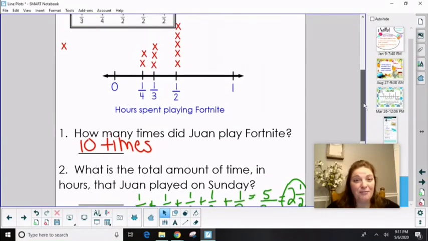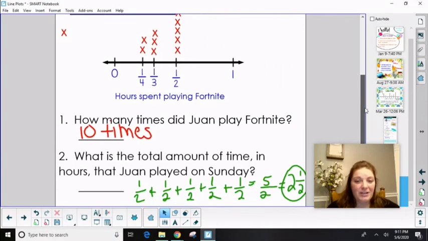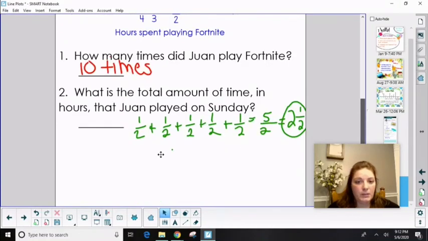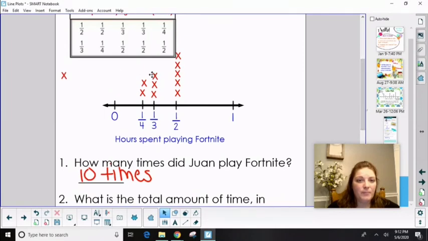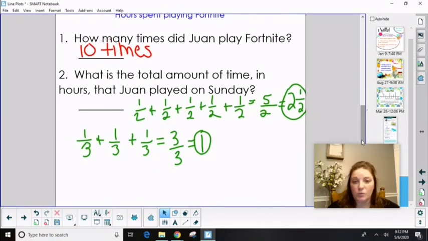All right, so I see 5 of the halves. So if I add a half 5 times, a half plus a half plus a half plus a half plus a half, I get 5 halves. Okay, 5 halves is equal to 2.5. So just from these 5 times, he spent 2.5 hours playing Fortnite. All right, now let's look at whatever one I did next, the thirds. So if I look at my line plot, he spent a third of an hour playing Fortnite 3 times. So I need to add a third, and a third, and a third, which is 3/3 or a whole hour.